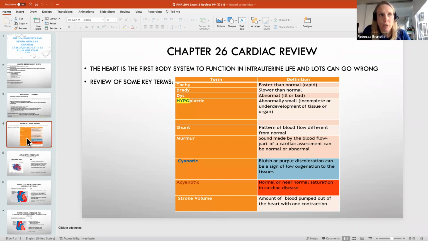And then cardiac, there's a couple of different terms that I think you definitely need to know. Tachy is fast and brady is slow. So tachypnea is a high respiratory rate, and bradypnea is a low respiratory rate. You also have tachycardia and bradycardia. Just always remember that tachy is fast and brady is slow. Dys is abnormal, like dyspnea is a hard time breathing. Hypo is small. And then shunt. Do you guys remember talking about shunts, and what sorts of defects do we see cardiac shunts?